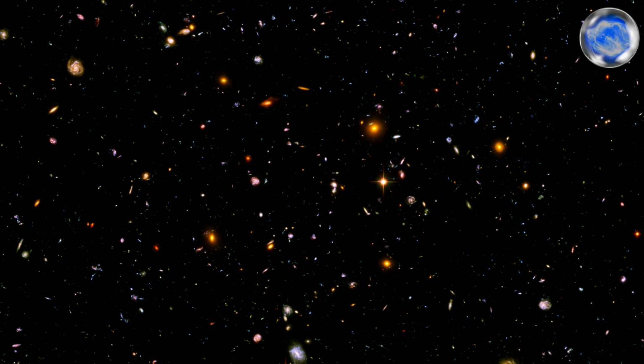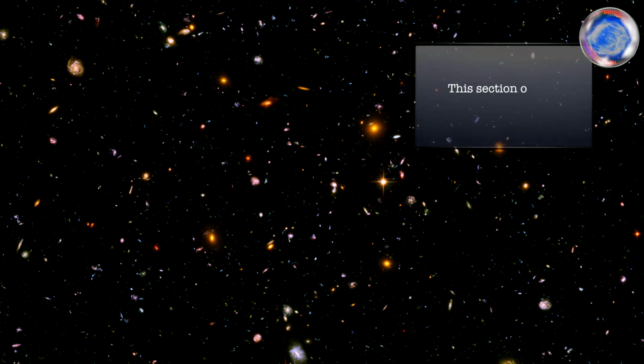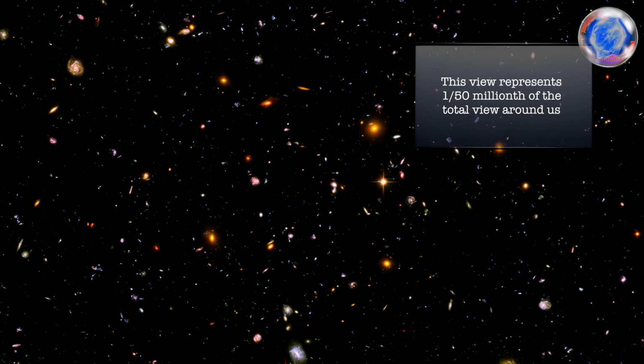How many galaxies are we looking at here? This section of sky contains 4,000 galaxies. And what portion of the sky does this represent? This view represents 1/50 millionth of the total view around us. It would be equivalent to the size of your credit card held 400 feet away. I could show everyone what your credit card looks like at this distance, but for your security, I advise against it.